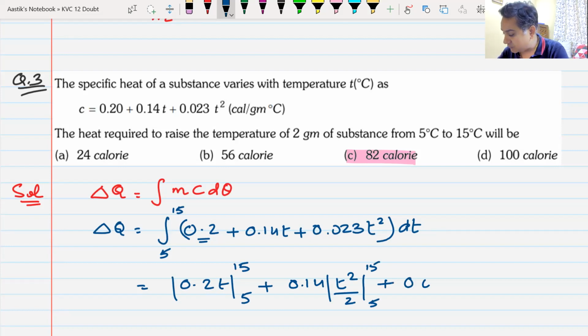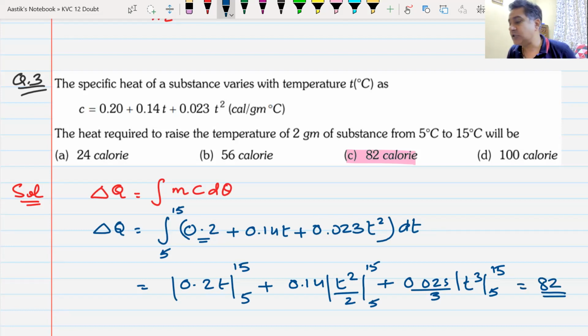Plus 0.023 divided by 3 t cube. Again, a bit of calculation, and I'm very bad at that. So I leave it up to you. And the answer that I have is 82 cal. So I think you must end up somewhere here on 82.